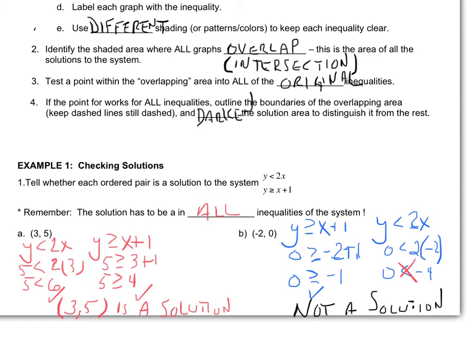So it's important, again, that we don't just check it with one point and think that it works. We've got to make sure it works in both, or it is not a solution.